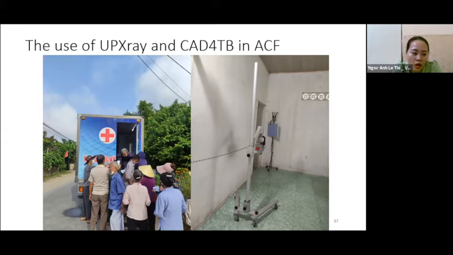Next, please. So here is the way that we use the UP X-ray and CAT4TB in active case finding. As you can see in the picture, we use the system together with the mobile X-rays. The picture on the left hand side is the mobile X-ray that we have for any active finding, and on the right hand side is the system that we received from the Stop TB partnership with these companies.